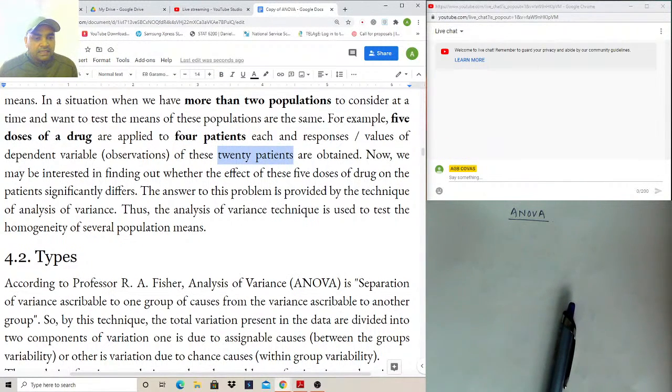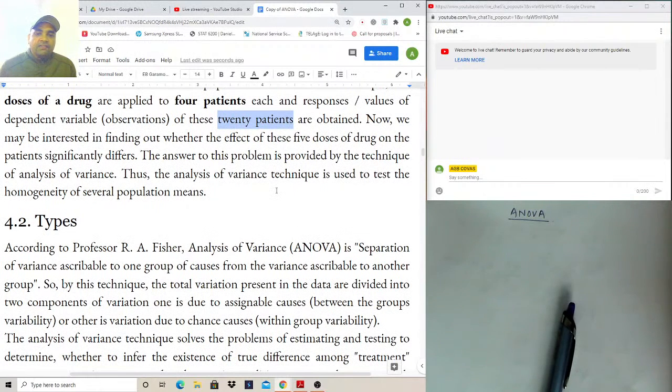Now we may be interested in finding out whether the effect of the 5 doses of the drug on the patients significantly differs. How many groups will there be? There will be 5 groups, and each group has been given a separate dose.